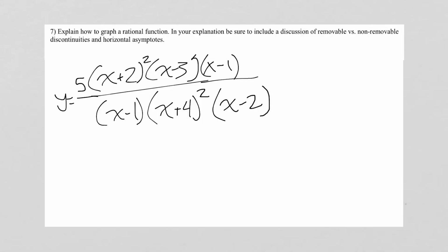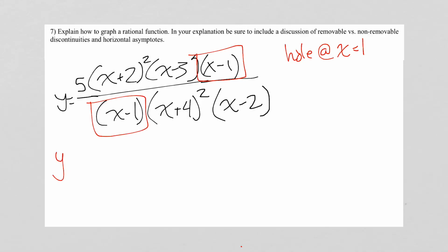So first step, factor. Once you have factored, we want to look for holes, aka removable discontinuities. To do that, identify common factors in the top and bottom. And I found one, x minus 1. That means I will have a hole at x equals 1.